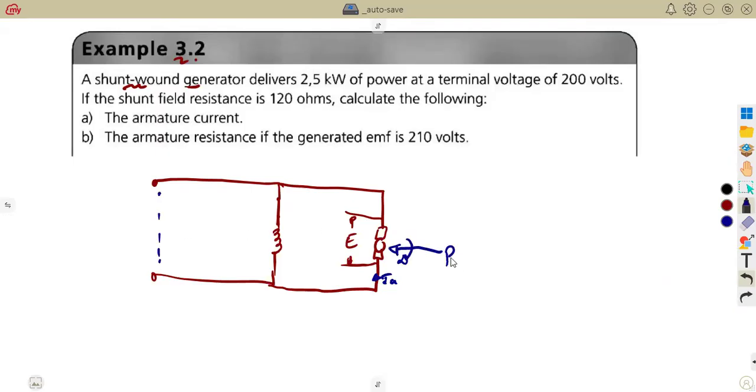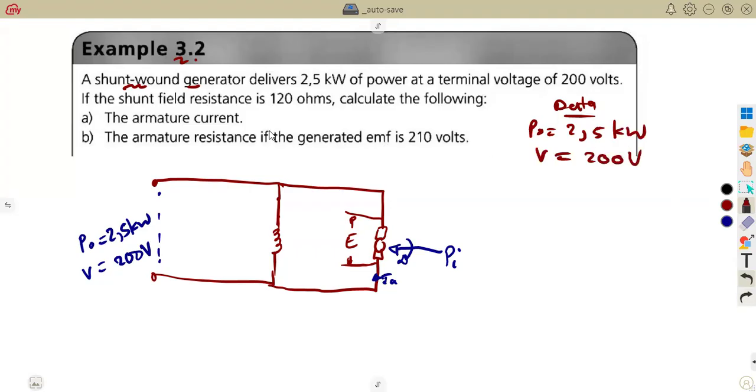You'll be having your input power, which is your mechanical power. But at the output, that is the one that you're given: it delivers 2.5 kilowatts at a terminal voltage, and the voltage there is given, which is 200 volts. So they gave us that the power at the output, according to this information, is 2.5 kilowatts, and the voltage at the terminal is 200 volts. If the shunt field resistance, remember the part of the shunt, is given as 120 ohms, calculate the following: A, armature current.